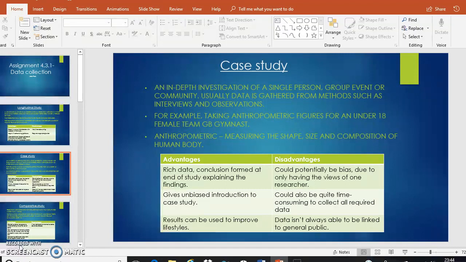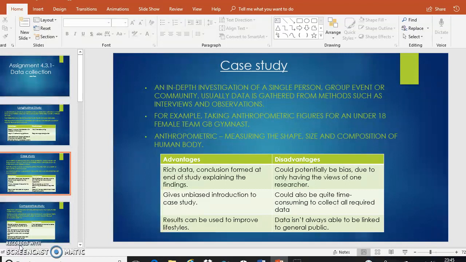Advantages of this are it produces rich data. A conclusion is formed at the end of the study explaining the findings. It provides an unbiased introduction to the case study, and results can also be used to improve lifestyles. For example, the gymnasts could use their results to improve their physique and their diet perhaps.